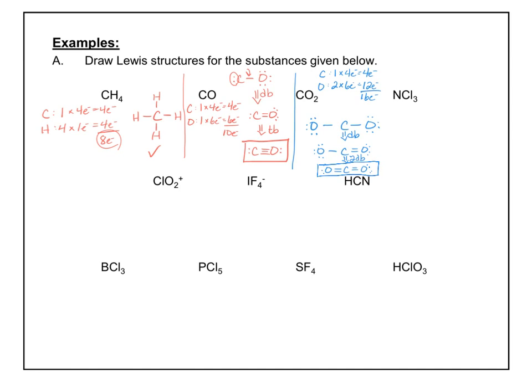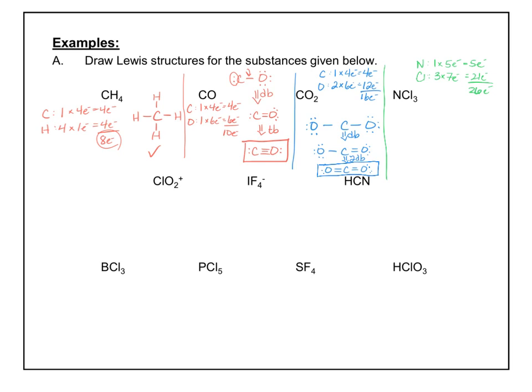The next molecule, nitrogen trichloride. We're going to add up the number of valence electrons. Nitrogen is in group 5, so 1 times 5, 5 electrons. Chlorine, there's 3 of them. It's in group 7, so 7 valence, so a total of 21 electrons since there's 3 of them. If I add everything up, I have a total of 26 valence electrons.